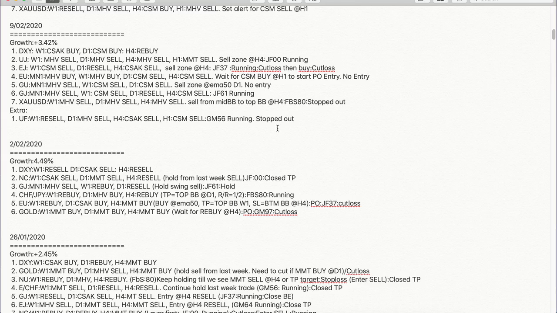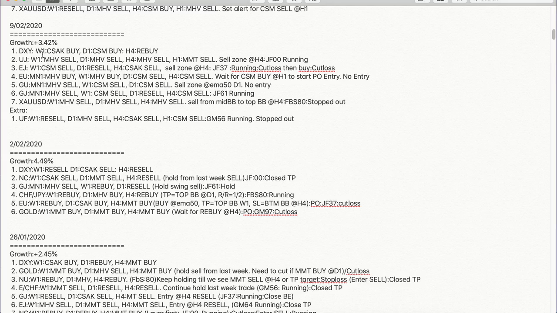So we have one cut loss, and we have 2 stop out trades last week, and there were 2 setups that we were waiting for, but there was no entry. That was the EJ and also EU and also GU, and we still hold the UJ and GJ from last week. So overall equity growth was 3.42%.